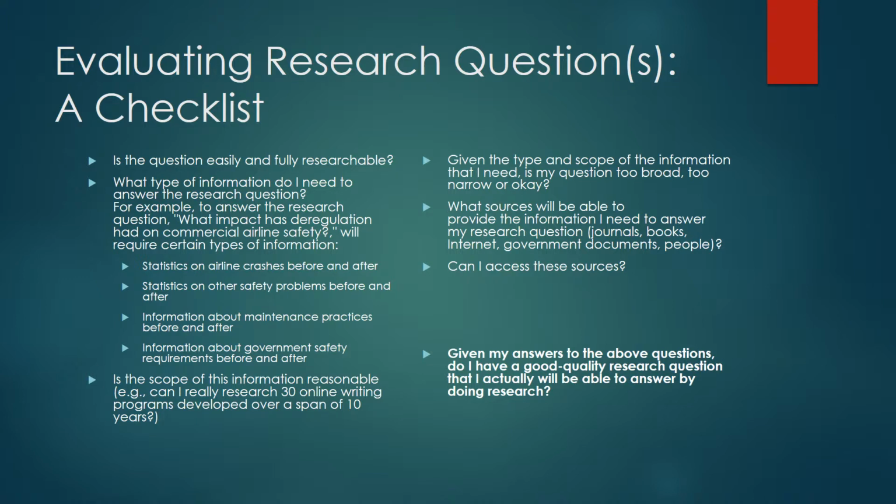Fifth, what sources will be able to provide the information I need to answer my research question, such as journals, books, the internet, government documents, people? The last question, can I access those sources? So do I have the ability to get that information? The final question after going through the checklist, so given my answers to the above questions, do I have a good quality research question that I actually will be able to answer by doing research?